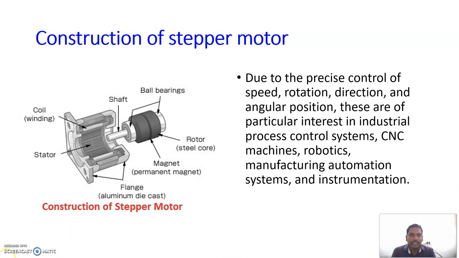Okay. Due to this precise control of speed, rotation, direction, and angle position, these are of particular interest in industrial processes, control systems, CNC operated machines, robotics, manufacturing automation systems, and instrumentation. So these are the major applications of the stepper machine.